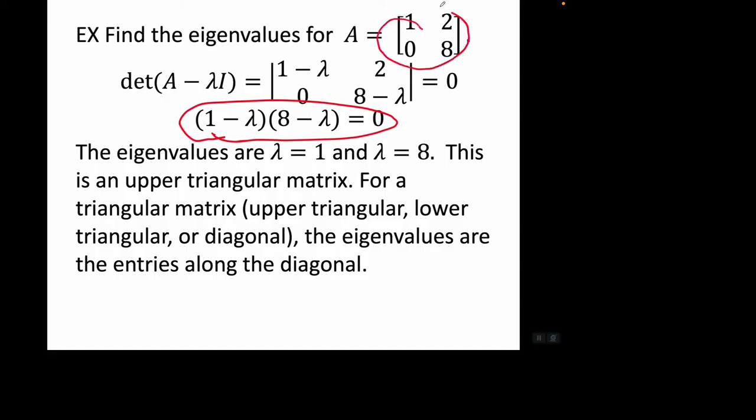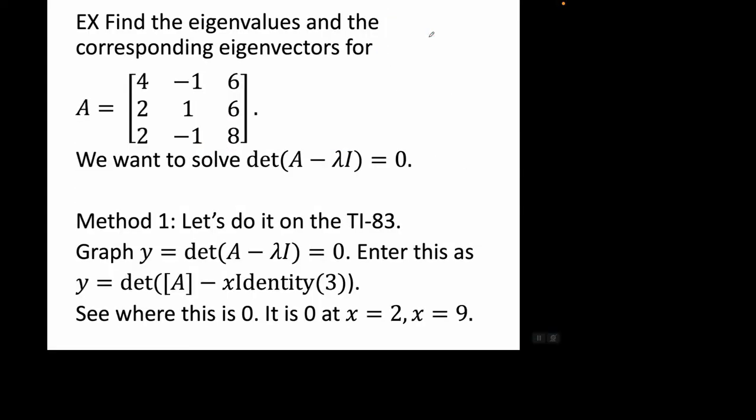This is an upper triangular matrix. For a triangular matrix, whether it's upper triangular, lower triangular, or diagonal, the eigenvalues are the entries along the diagonal. So when we see a matrix like this, we immediately know that the eigenvalues are going to be 1 and 8. Find the eigenvalues and corresponding eigenvectors for A equals this monster 3 by 3 matrix: [4, negative 1, 6; 2, 1, 6; 2, negative 1, 8].